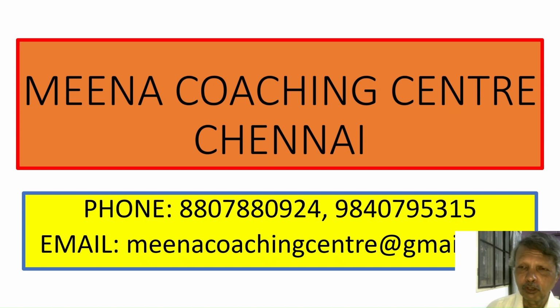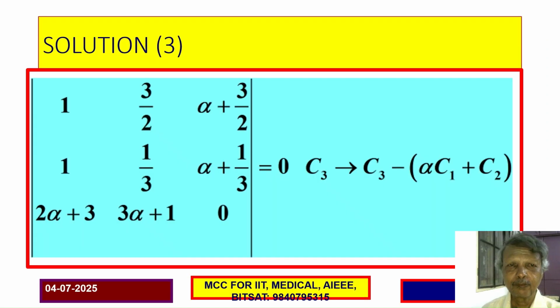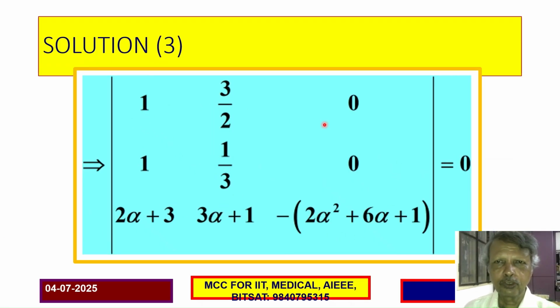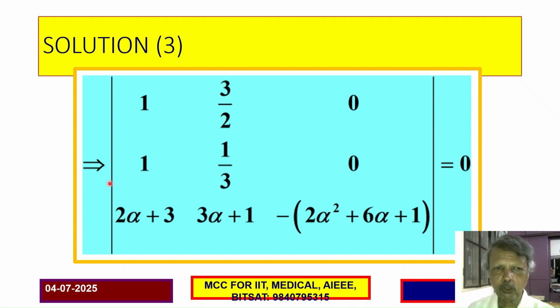So if you know the method how to solve the determinant, then it is an easy thing. Now we manipulate the determinant before solving it. C3, column 3, becomes C3 minus alpha C1 plus C2. This is a manipulation. That gives you the new determinant 1, 3 by 2, 0, 1 by 3, 0, 2 alpha plus 3, 3, alpha plus 1, minus 2 alpha squared plus 6 alpha plus 1, equal to 0.